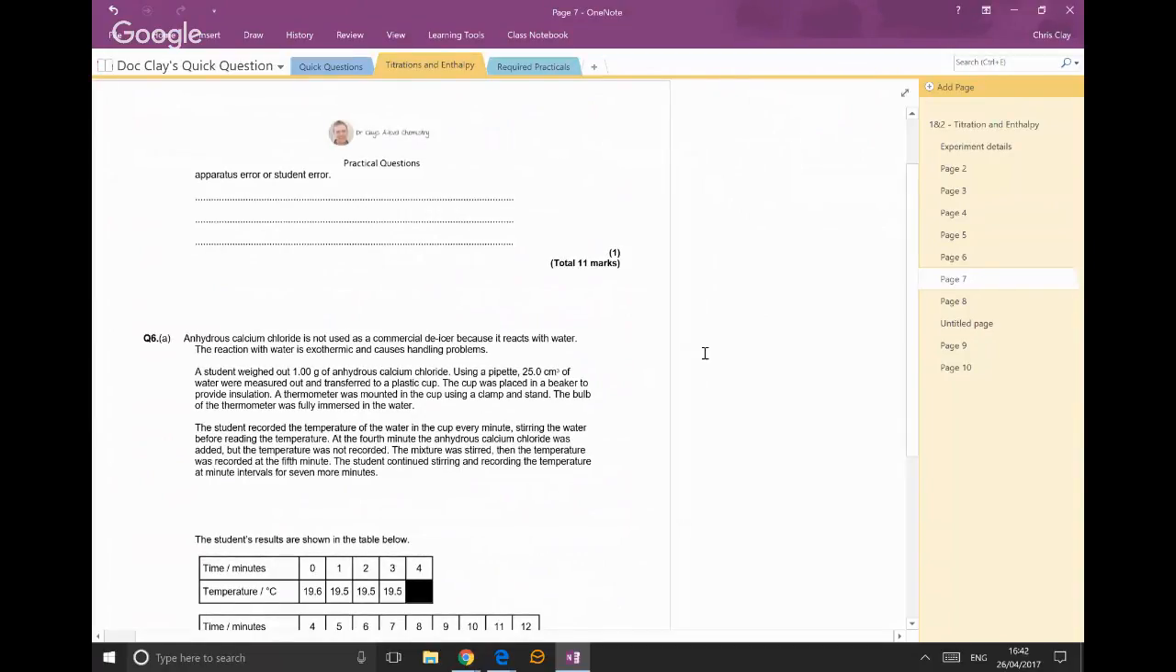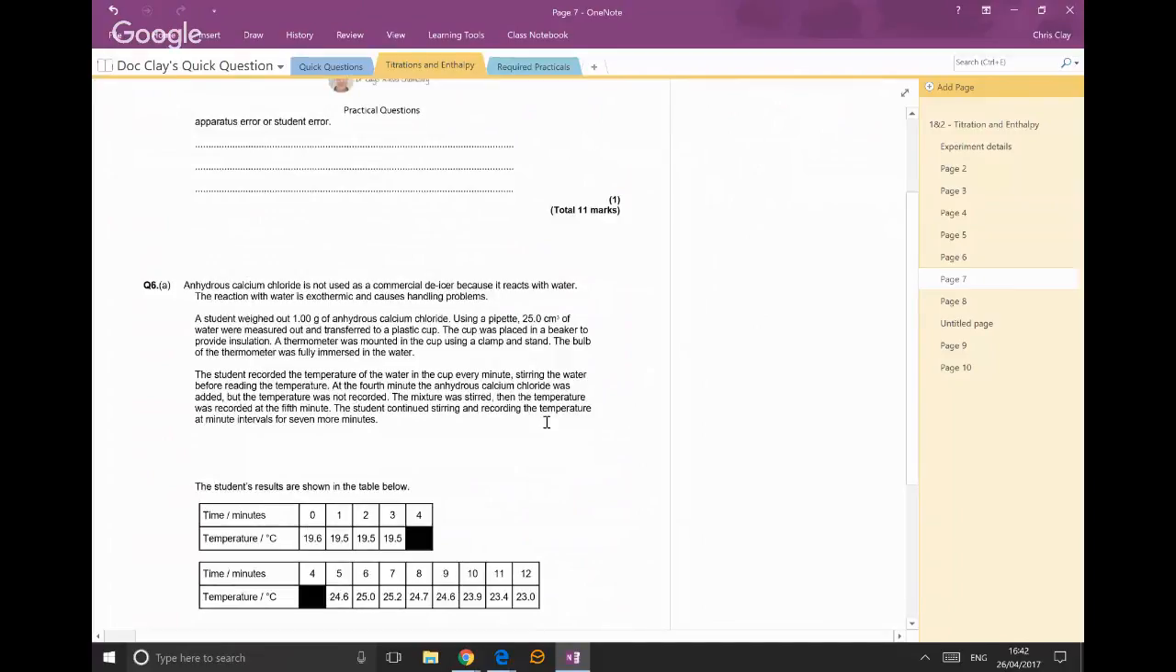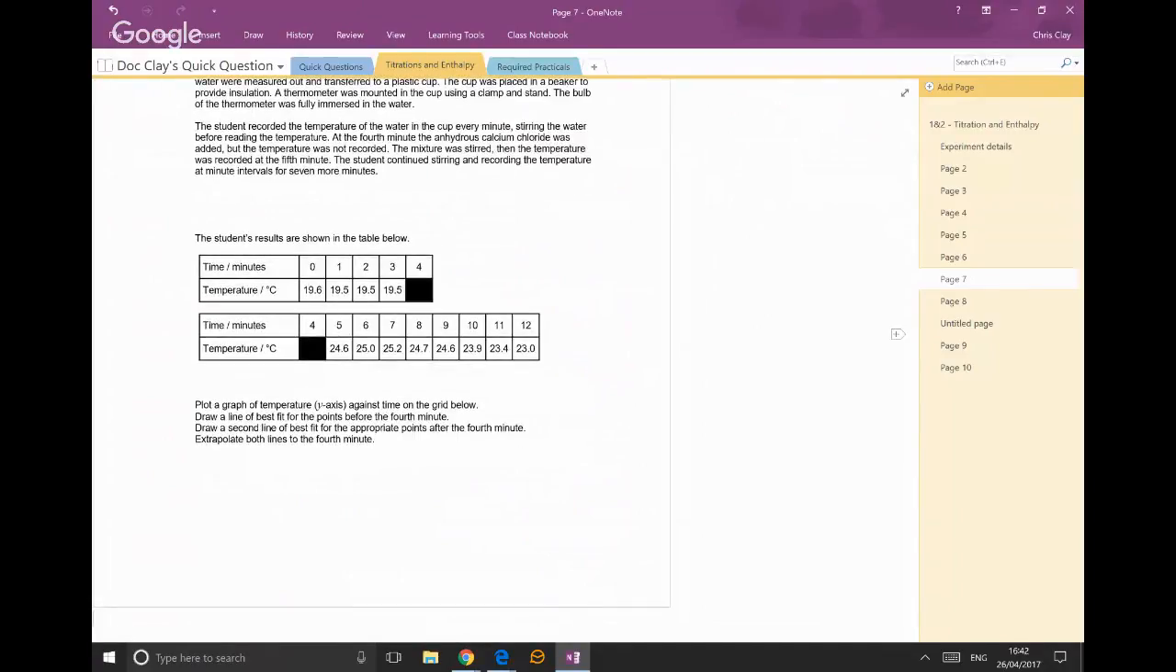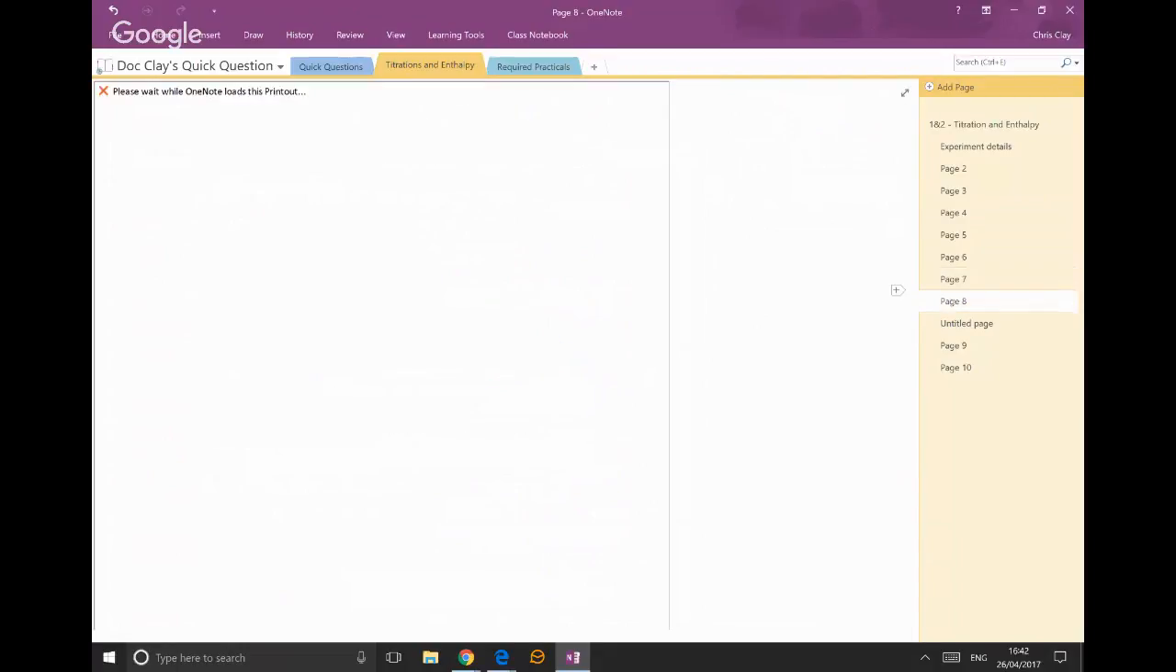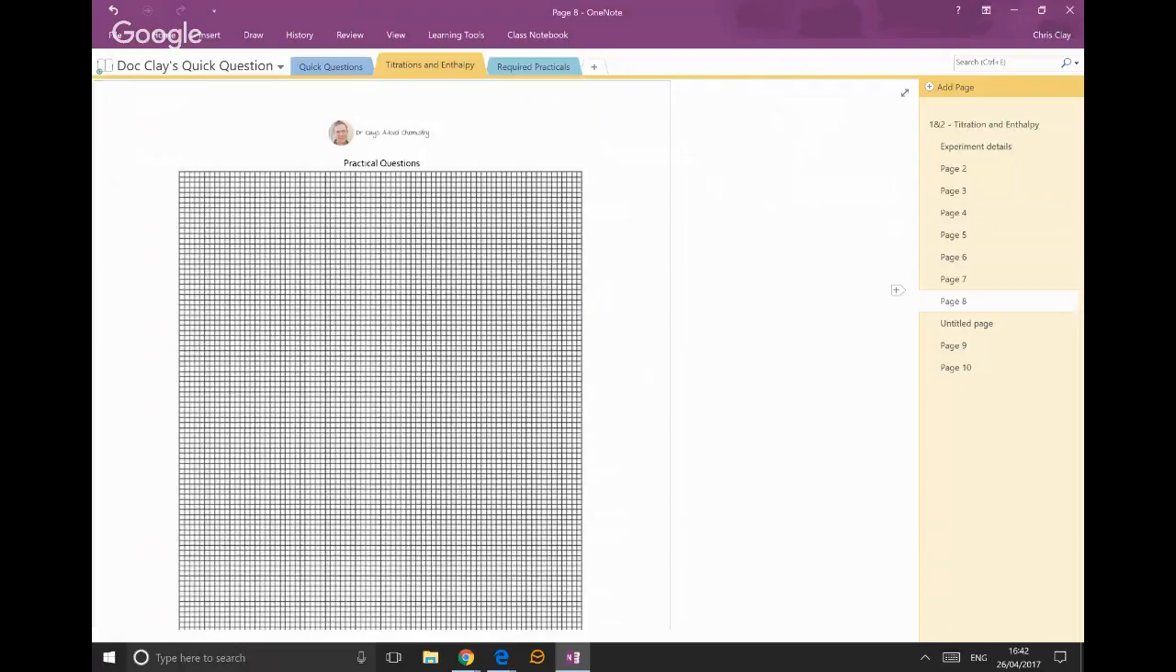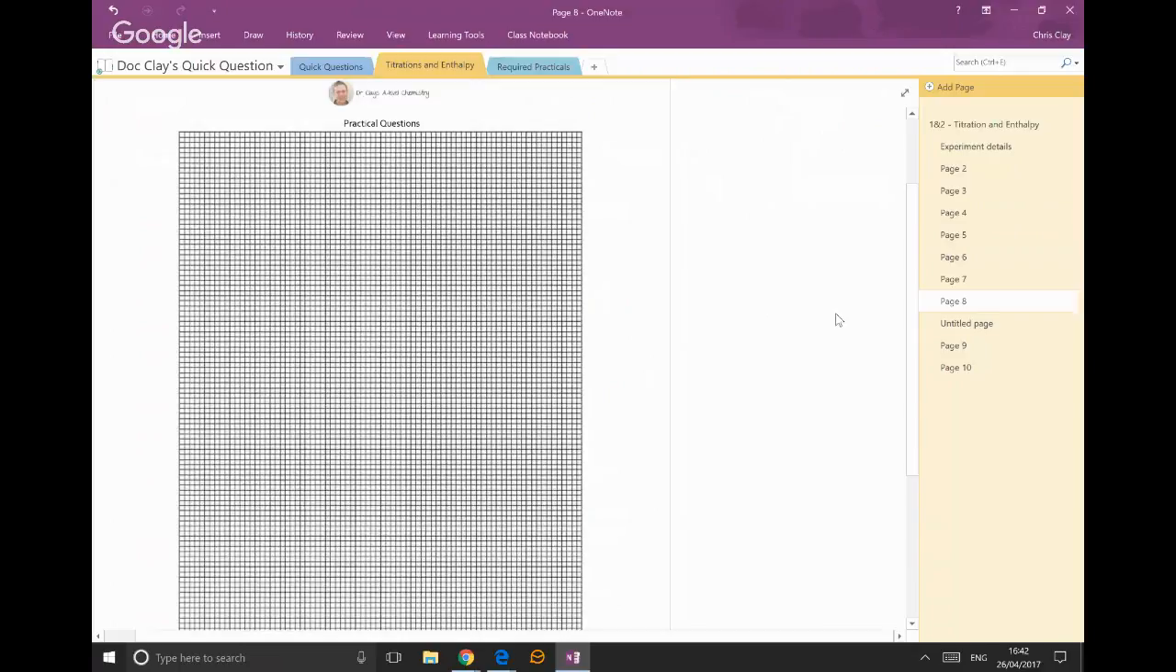Anhydrous copper sulfate is not used as a commercial de-icer. Okay, so right, here we go. Here's some data. This is an enthalpy of reaction here that we're going to measure. We got two different bits of data. Notice we're about 19.5 here, and then we jump up to about 24.6 and go down to 23. Key things, we got a plot. I'm not going to draw this accurately, but you will get marks for drawing it accurately, obviously, in the exam.